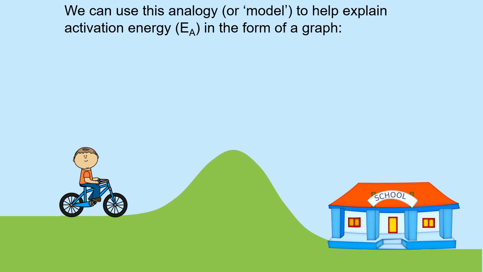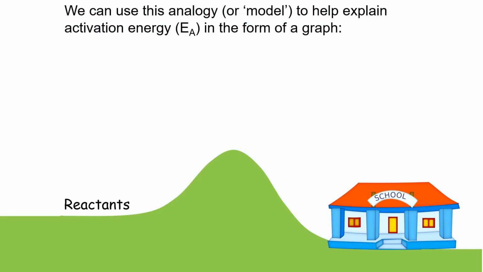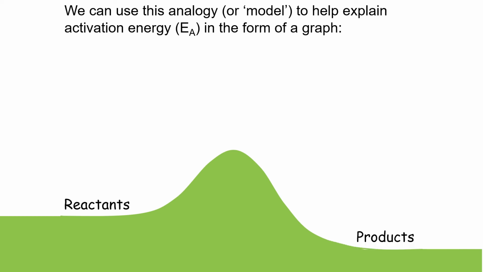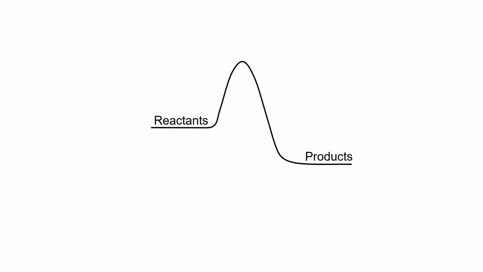If we relate this to a chemical reaction, Bob's starting point on the left-hand side of the hill would be the reactants of the chemical reaction, and school, where he's trying to end up, are the products of the reaction. And the hill is important to us, and this is the graph that we can look at. Now, if I add here the y-axis being energy, we can see for this graph the reactants are higher in energy than the products. We can get graphs the other way round where the reactants are lower in energy than the products. It doesn't really matter.